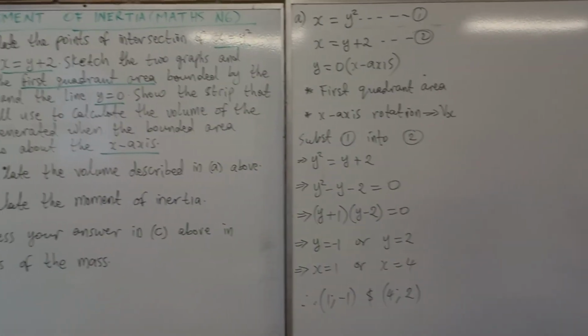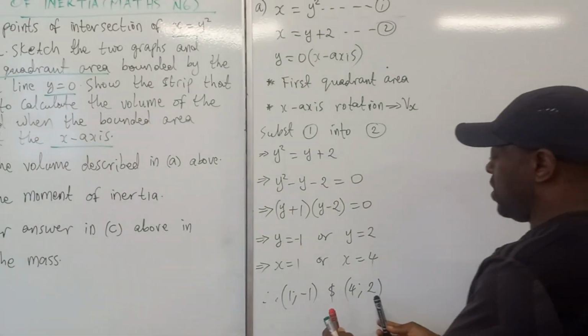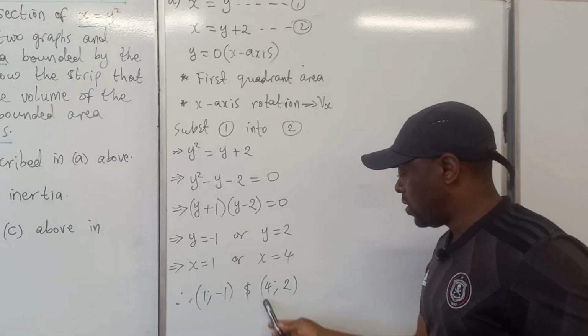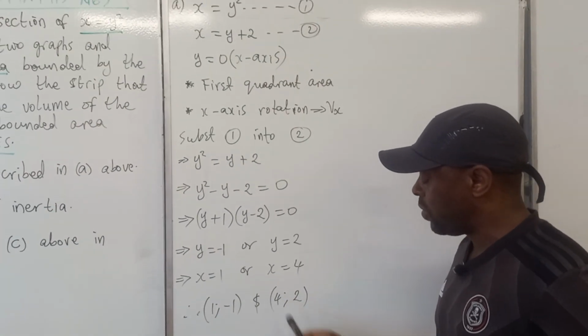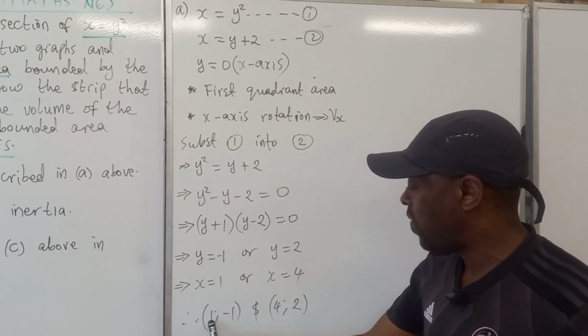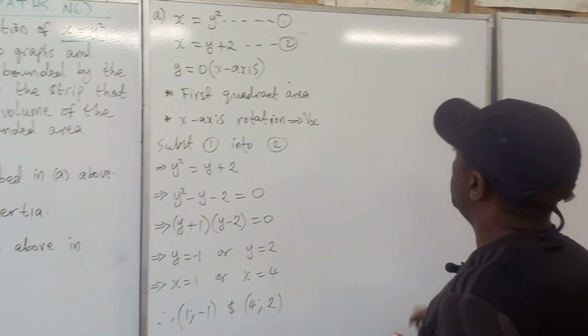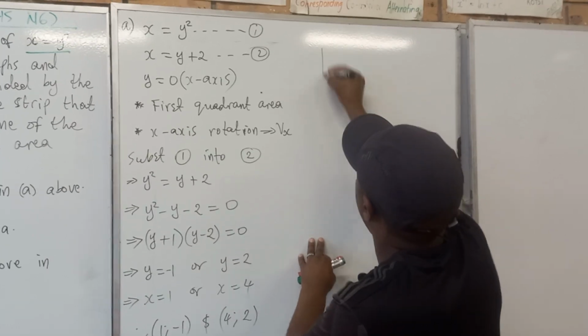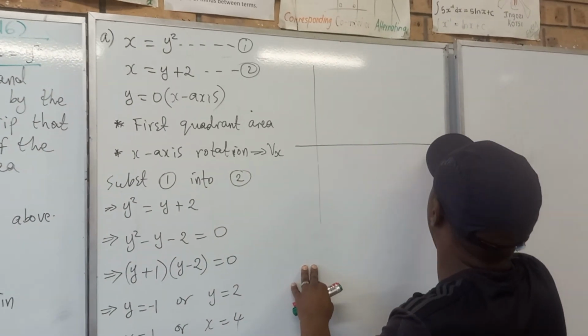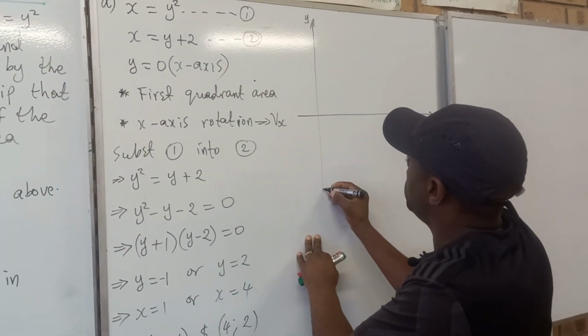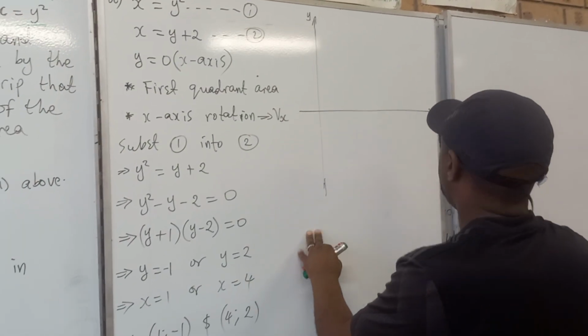To sketch the two graphs, the points of intersection should give me a clue on where I should sketch my graph. This one is in the first quadrant because all points are positive. This should be quadrant number 4 because x is positive, but y is negative. So that gives me an idea where my graph should be found. So the quadrants I need are 1 and 4.